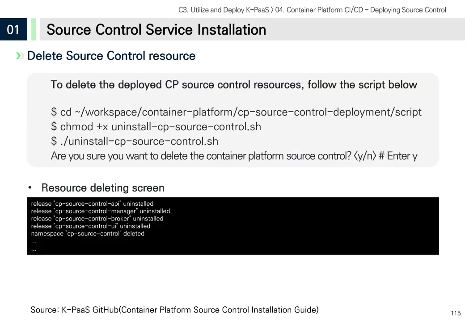If you want to delete a deployed container platform source control resource in the future, execute the command below to delete it. First, view the deployed resources, and then proceed to delete the resources. After entering the uninstall command, enter Y to confirm the deletion. You can see the resource being deleted as shown at the bottom of the textbook.